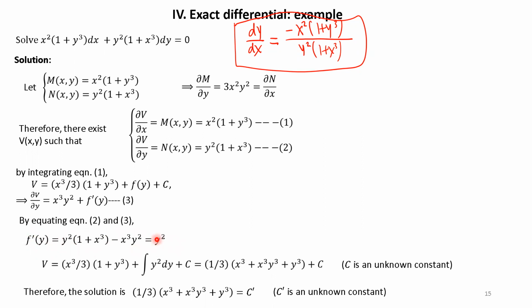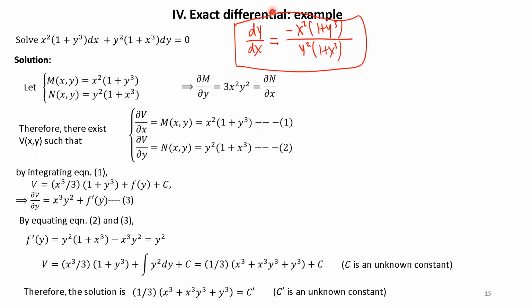So then you can find F of Y. After you find F of Y, you are done, because V is just this term plus F of Y plus C. In the end, you find that V is this whole bunch of terms plus again some unknown constant. So this is the potential function.